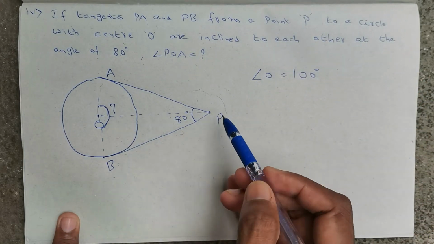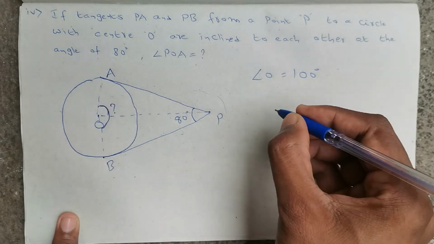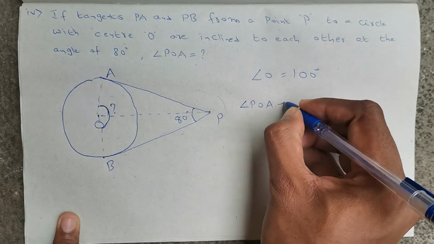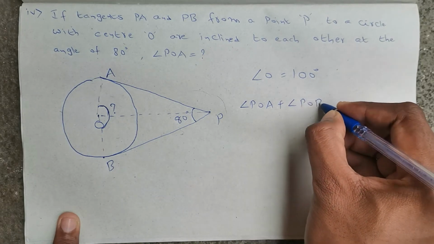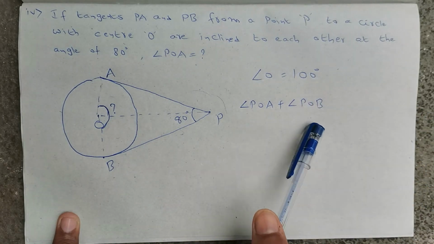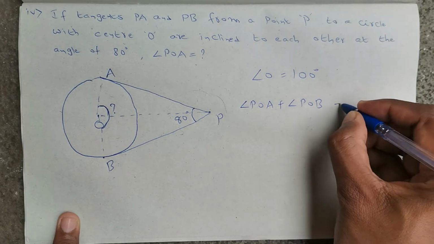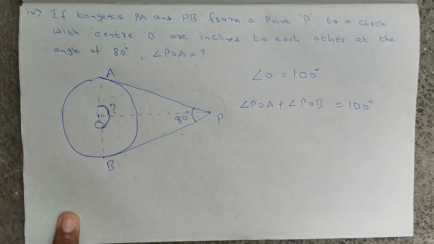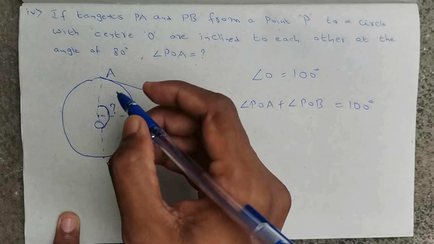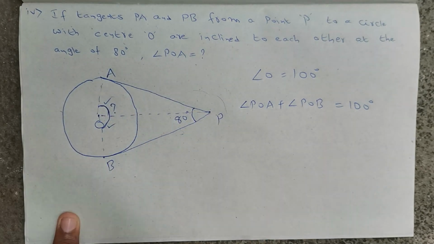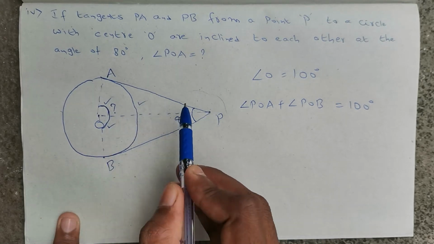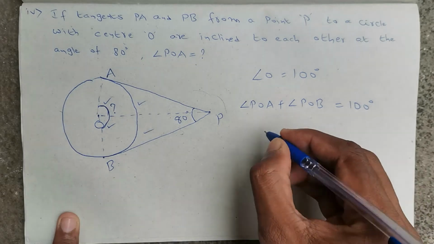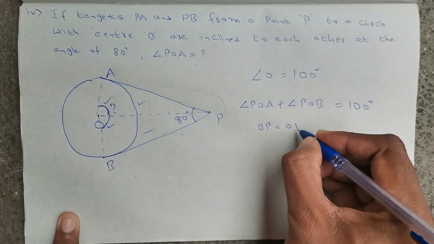This angle O can be written as angle POA plus angle POB, which is equal to 100 degrees. Now we need to check whether this upper angle and lower angle are equal to each other or different. If we observe this middle line OP, for the upper triangle and the lower triangle, OP is the common side. So OP is equal to OP.